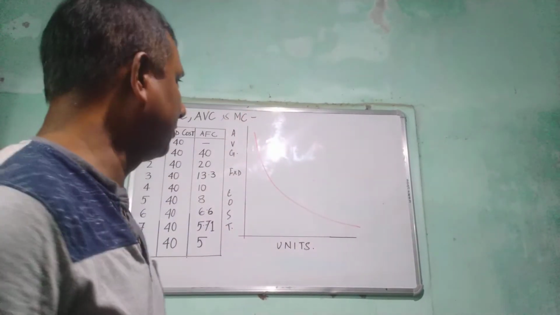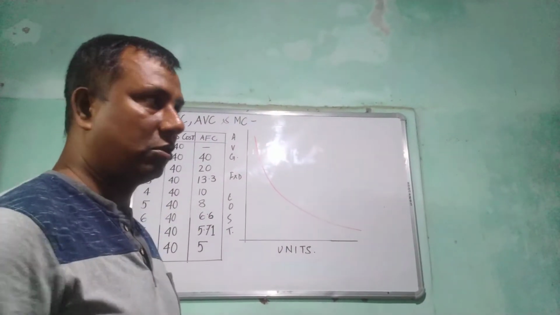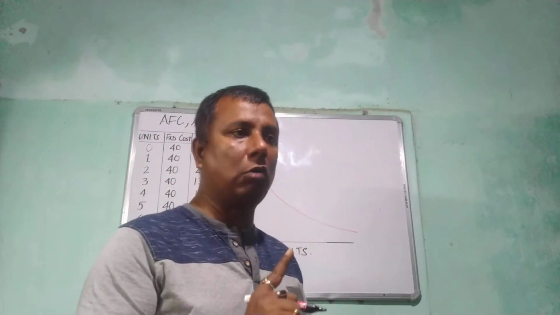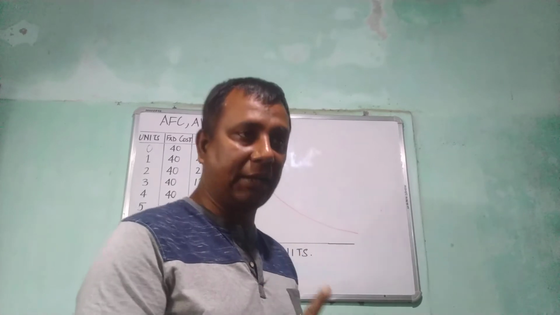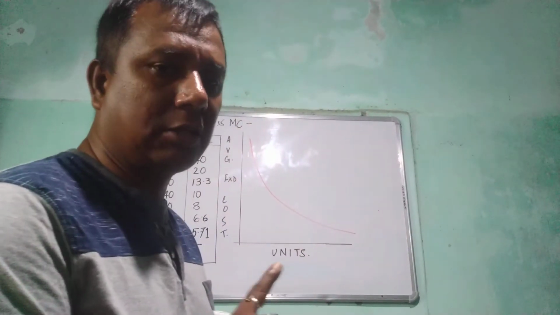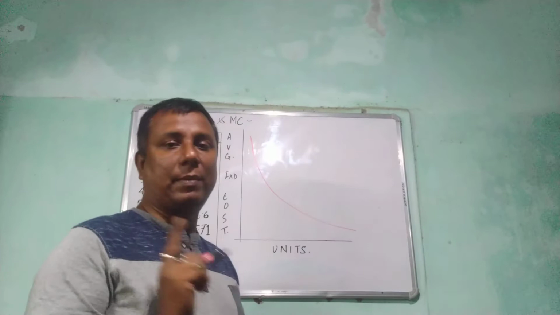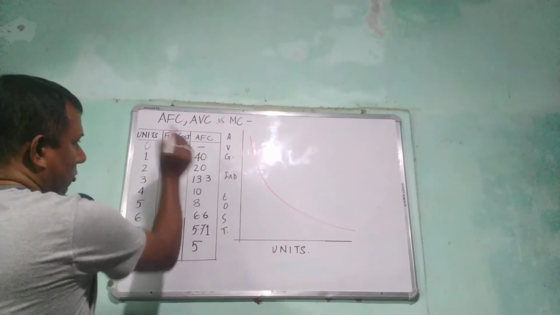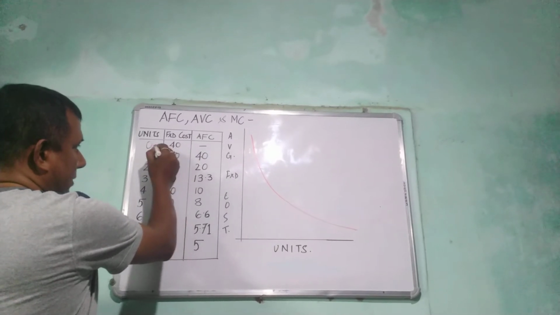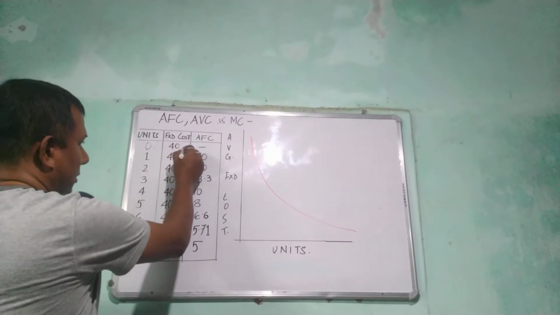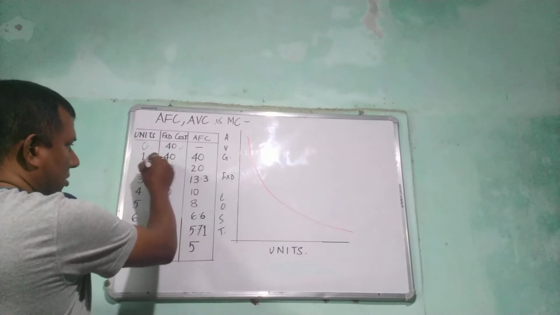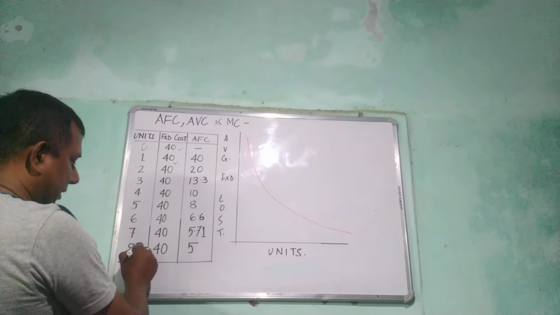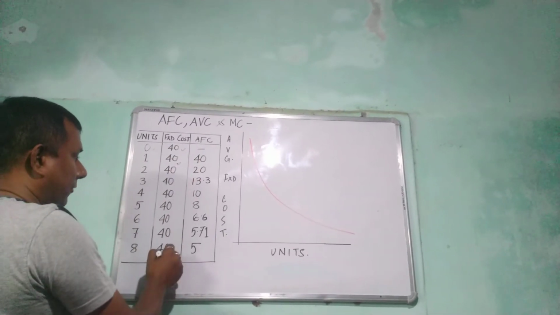Now to calculate the average fixed cost, we know the fixed cost. What is the fixed cost? Fixed cost means the cost which remains constant throughout the production series. Whether the production increases or decreases, the cost remains the same. Over here you see that I have taken the fixed cost as 40, and it is the same. When the production is 0 units, the cost is 40. When the production is 1, it is 40, and it goes on.